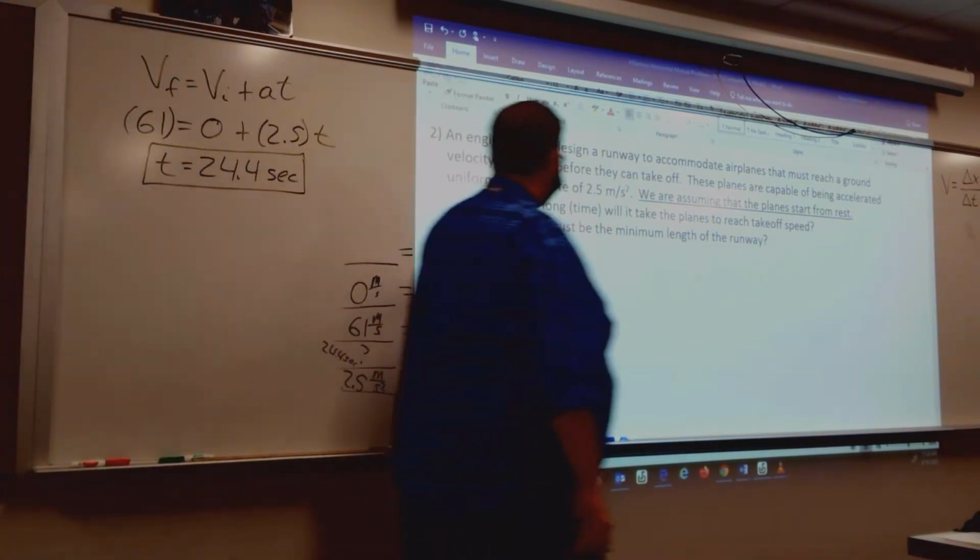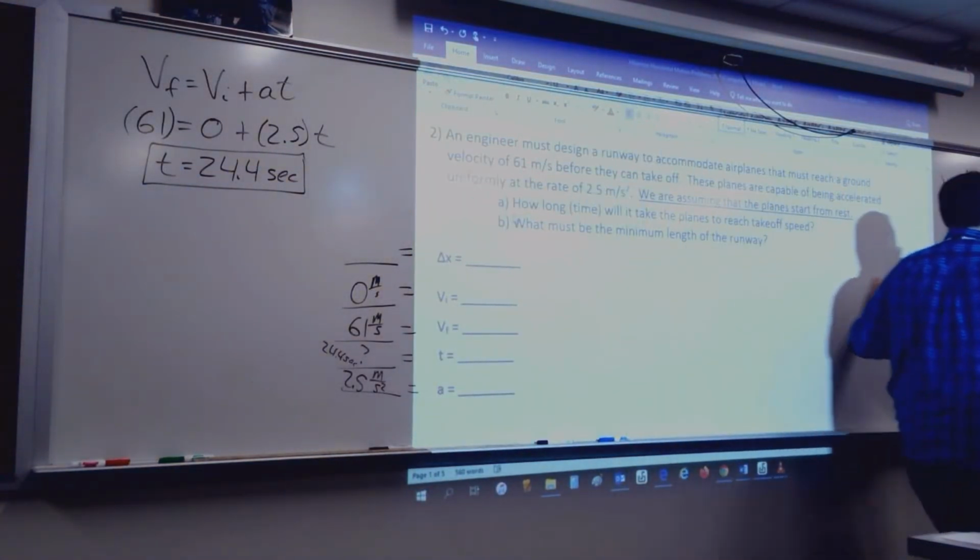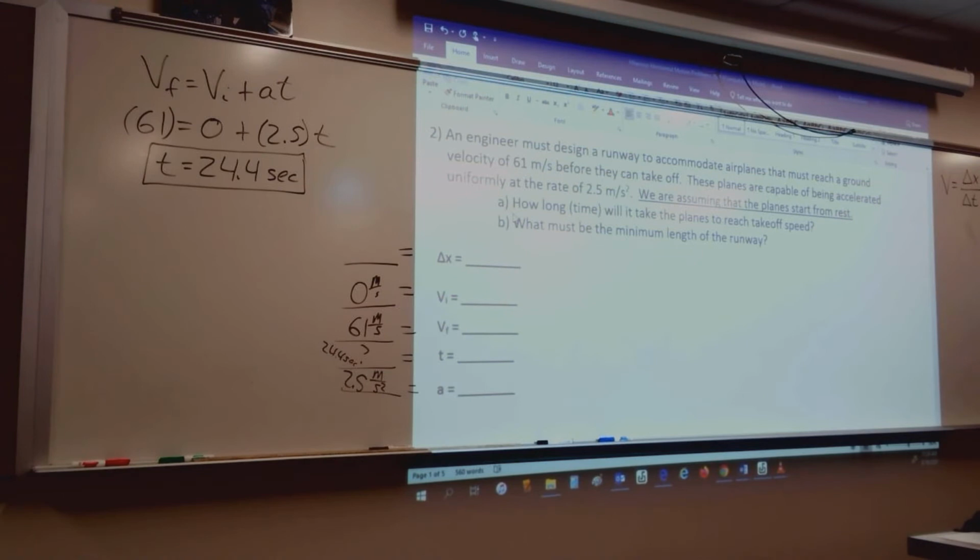So notice we could have only used the second equation on that, but now that we have time, it says what must be the minimum length of the runway be? Okay, we need to find delta x. Can we use the first equation? We have VF, we have VI, we now have the time, that's one. Can we use any other equations? You can use 3. We have VI, we have time, we have acceleration. What about the fourth equation? Yeah, we have VI, we have VF, we have A, we're solving for delta x.